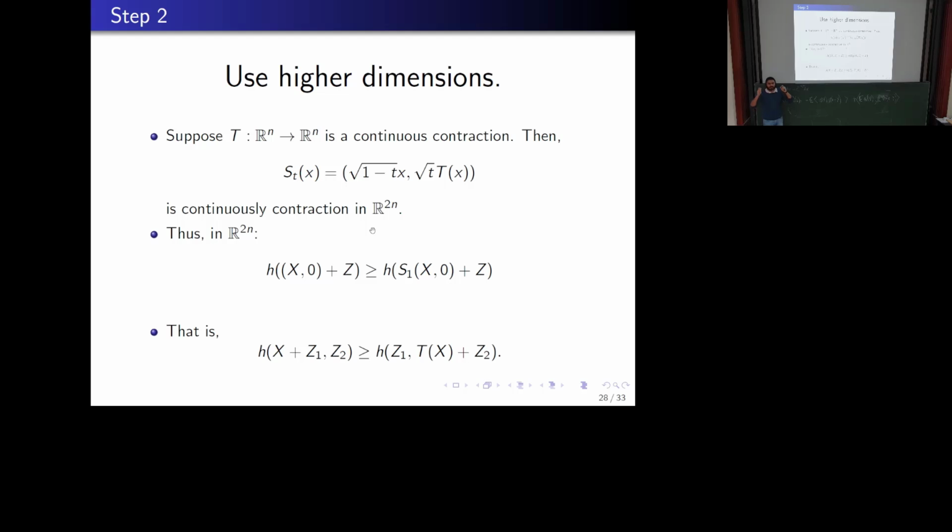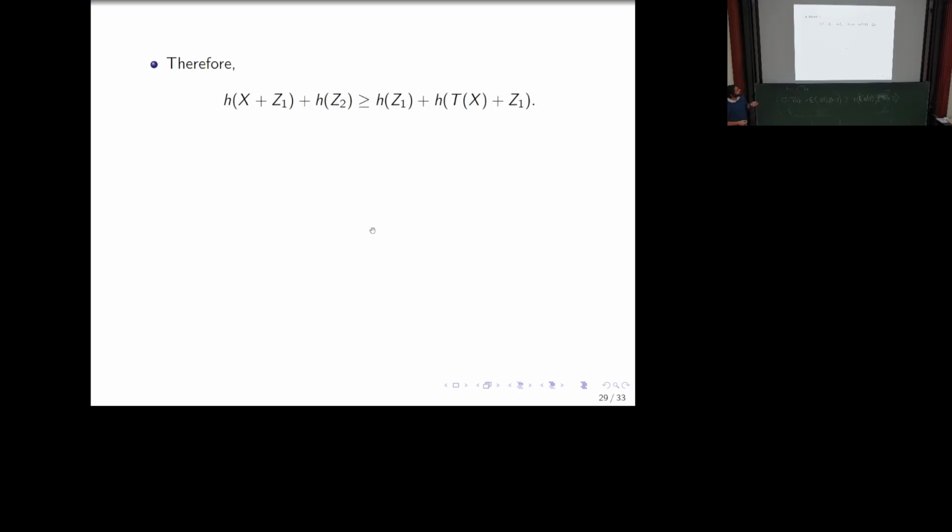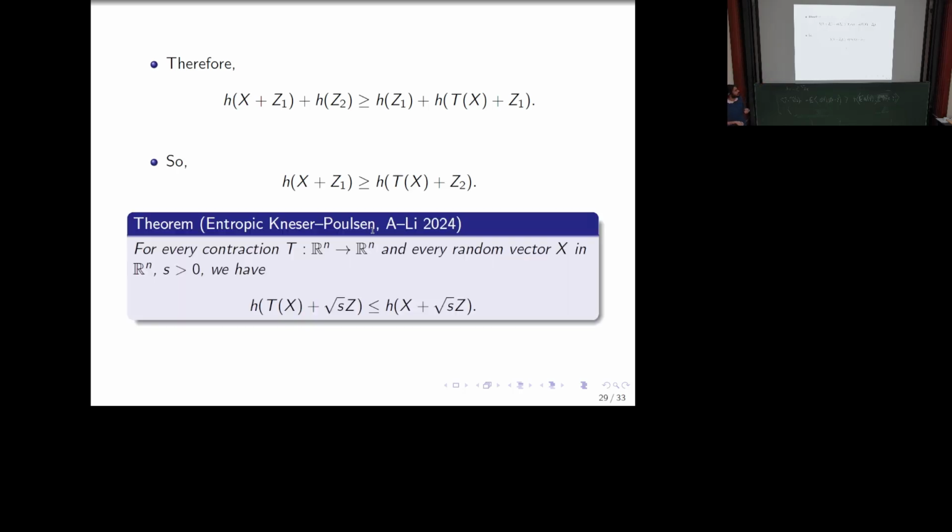So the R2n dimensional Gaussian is just Z1 comma Z2, where Z1 and Z2 are n dimensional Gaussians. And so by tensorization of entropy, the entropy of a product joint distribution distributes as a sum, I can do this. But the entropy of Z2 and Z1 are the same, they are the same Gaussian. So I cancel them and then I get the result. So this is what we get. And here this tensorization actually holds for any Renyi entropy. So you get this result for any Renyi entropy.